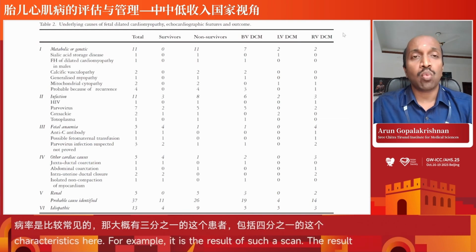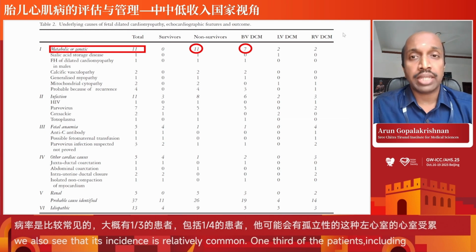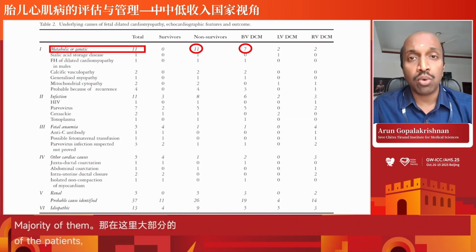So if you see what leads to fetal dilated cardiomyopathy, majority of them are related to metabolic or genetic abnormalities, and they have a poor outcome.